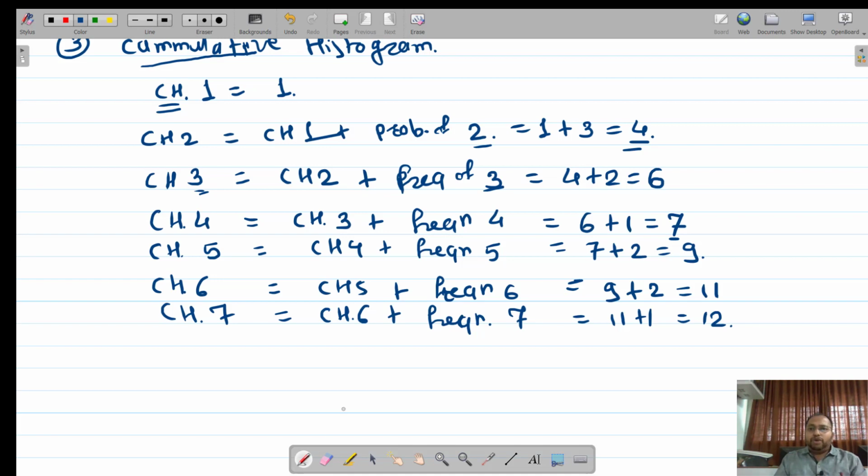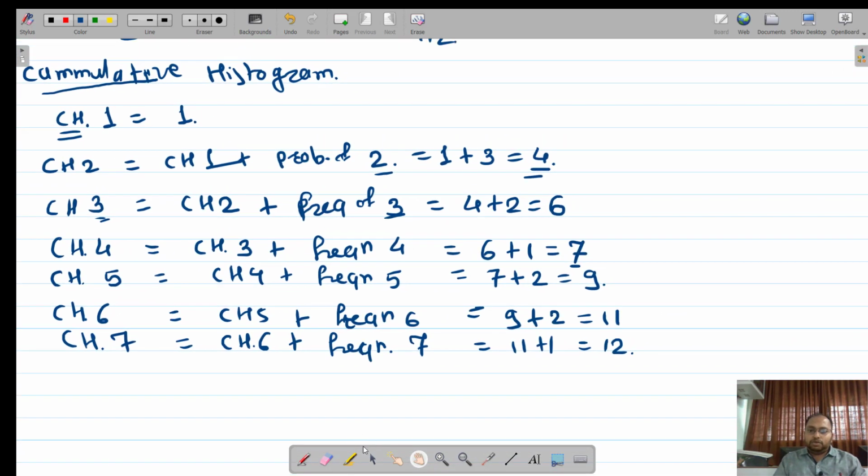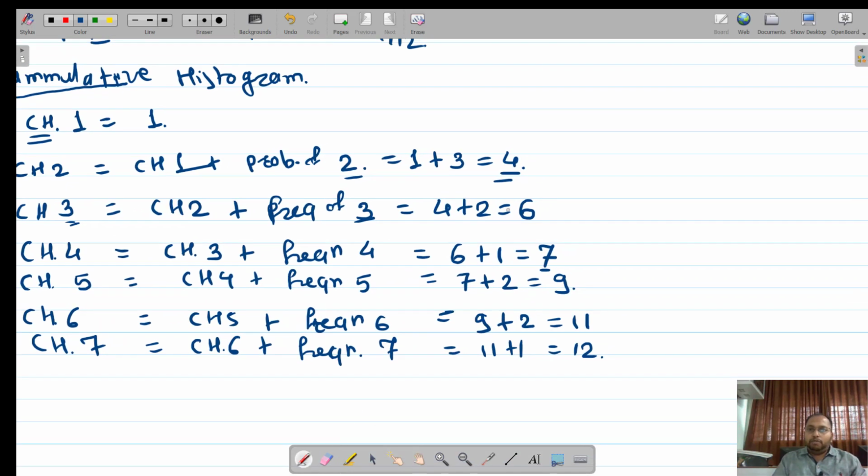Now what are we going to find out? We are going to find out its probability, the cumulative probability. So, the CDF. Cumulative probability is nothing but, again, the cumulative histogram divided by 12. The cumulative histogram of 1 is 1, so its probability is 1 divided by 12, because 12 pixels are there in total.